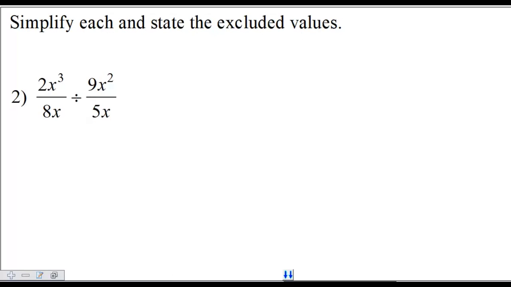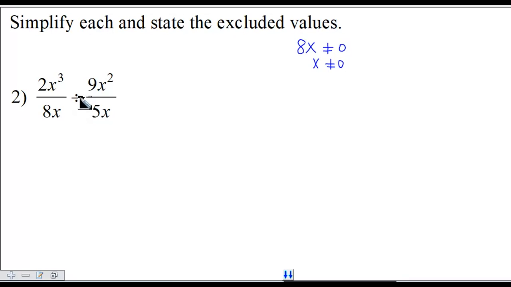Number 2 is an example that also includes all monomials. So we'll start it just like we did number 1. The first step would be to factor everything, but no factoring is needed. So now I'll state my excluded values. In this case, I've got an 8x and a 5x in the denominator. Both of them are going to give me the same excluded value, which is 0. There's no need to write it down twice. So this is my excluded value.